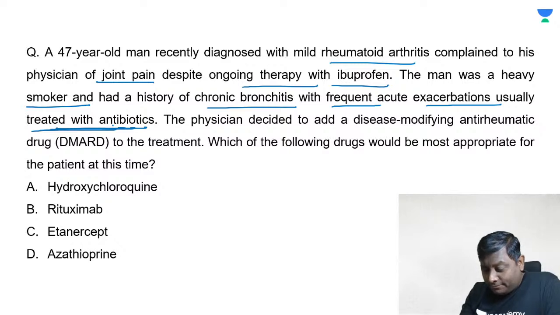Which of the following? Is it hydroxychloroquine? Is it rituximab? Is it etanercept? Is it azathioprine? Go ahead, please.